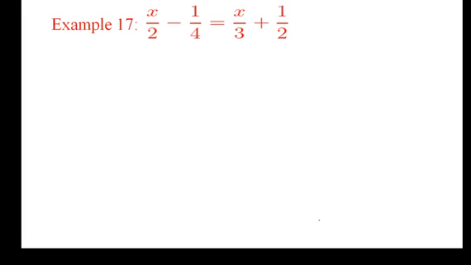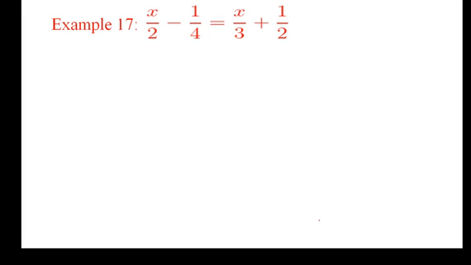Required number is 6. Example 17. This is the question: x by 2 minus 1 by 4 is equal to x by 3 plus 1 by 2. Here two expressions are given, left side and right side. The left side has a variable and the right side also has a variable. In this question we always keep variables to the left side and constants to the right side. In an equation we always have to keep this point in mind.